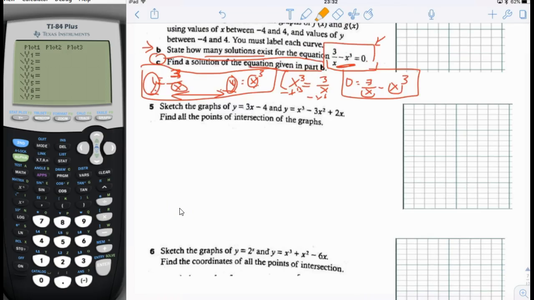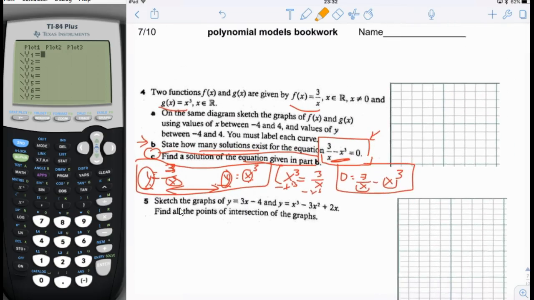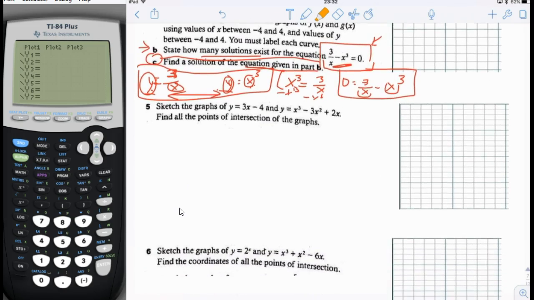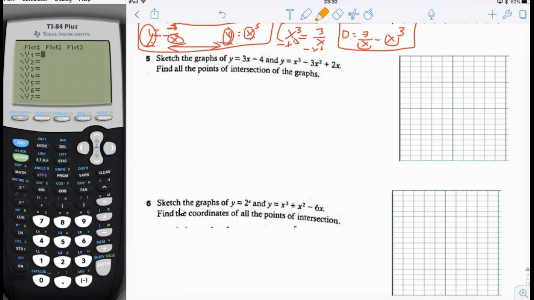Okay, here we are on page 7, and I'm going to do the other two problems that aren't done on the other video. Number 5. Sketch the graphs of y equals 3x minus 4 and y equals x cubed minus 3x squared plus 2x. Find all points of intersection of the graphs.